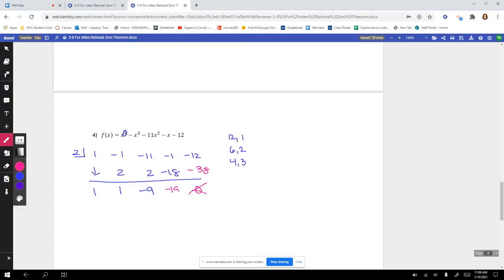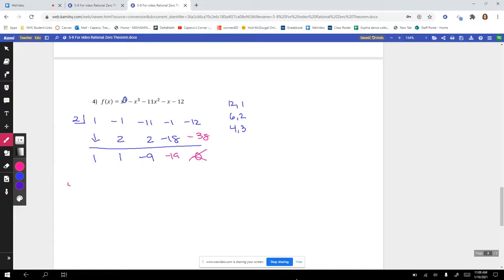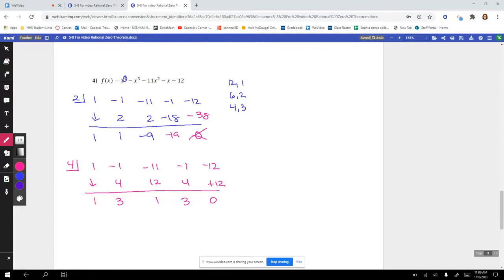Okay, let's try 4 as an option. So I'm going to use 4 in my box. And again, I'm going to set up my synthetic division. Bring down my 1, I get 1, then I have 4, combine, I get 3, 12, 4, 3, and I get positive 12, so I have 0, which is what I want. Okay, so I know that 4 is one of the zeros. Now, I'm going to have to factor, like I've done in the past, to find my other zeros.